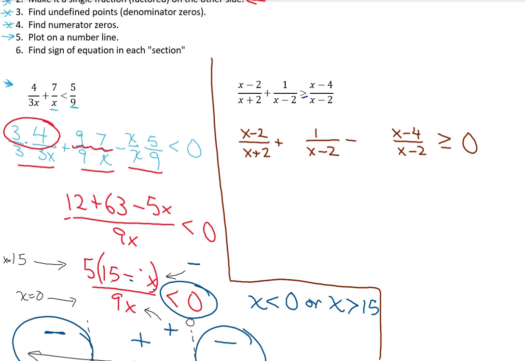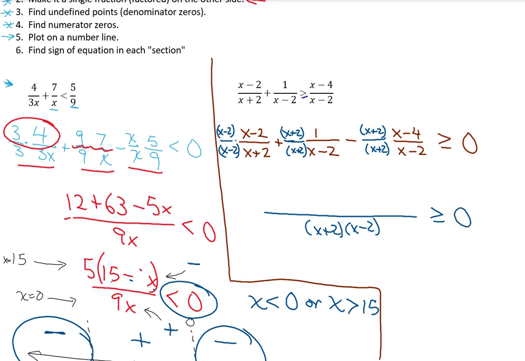Denominators are either x plus 2 or x minus 2, so I'm going to change them. I'm going to times this one by x minus 2, top and bottom, so it has both factors in the denominator. I'm going to times this one by x plus 2, top and bottom, so it has both factors in the denominator. And this one also by x plus 2, top and bottom. So my new common denominator is now x plus 2 times x minus 2, and that's still there.